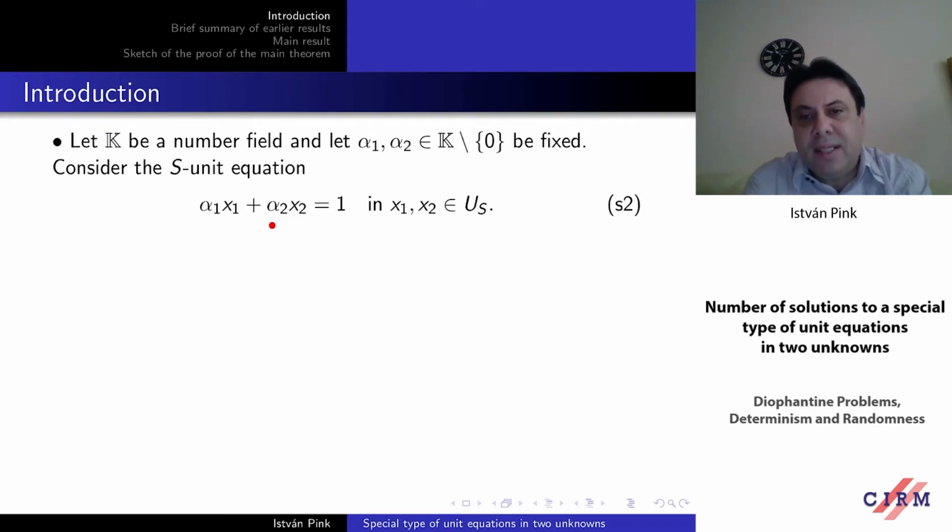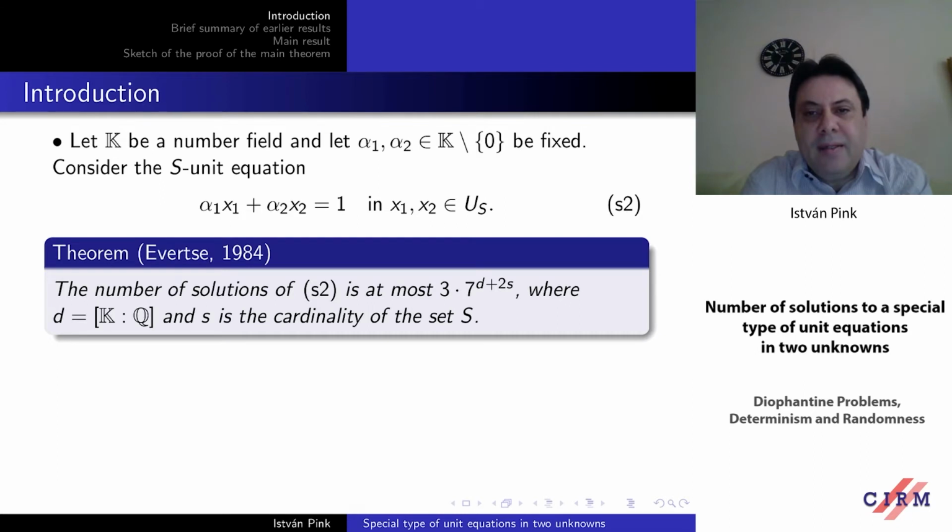If you consider this S-unit equation, where x1 and x2 are S-units and alpha 1 and alpha 2 are given non-zero elements, then Evertse proved a significant result on the number of solutions of equation (S2). Namely, he proved that the number of solutions is at most this quantity here, where D denotes the degree of the field and s is the cardinality of the set S. I would like to mention that the upper bound is independent of alpha 1 and alpha 2.